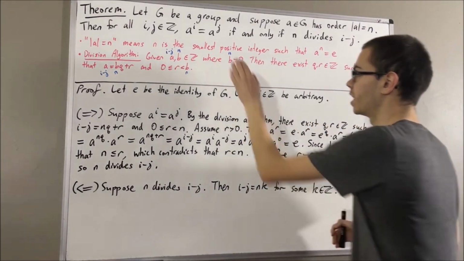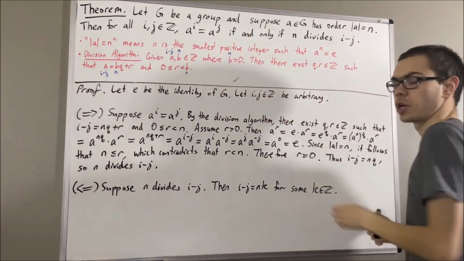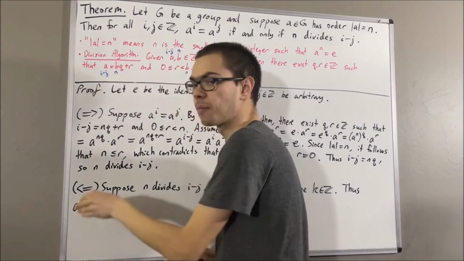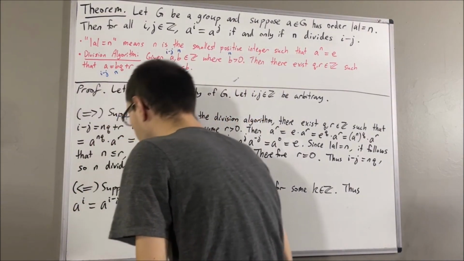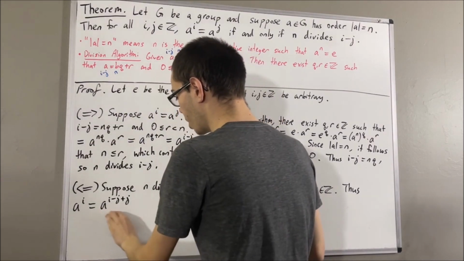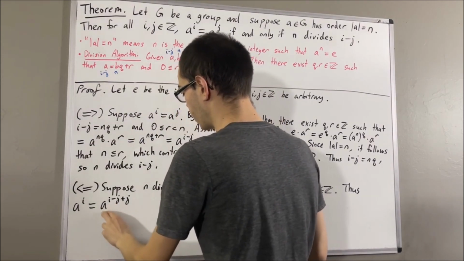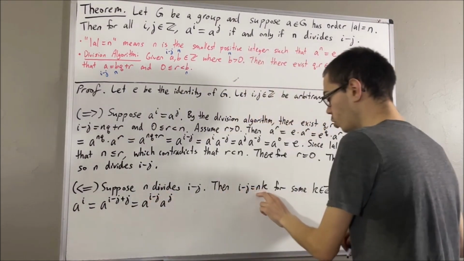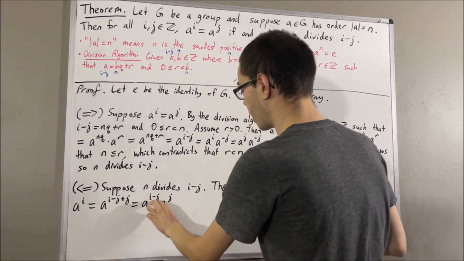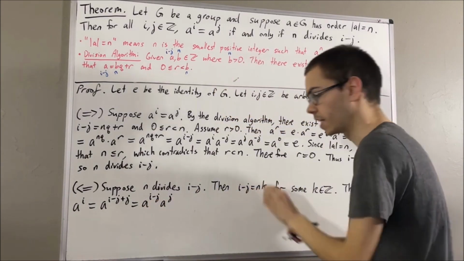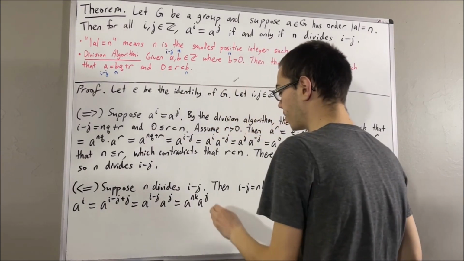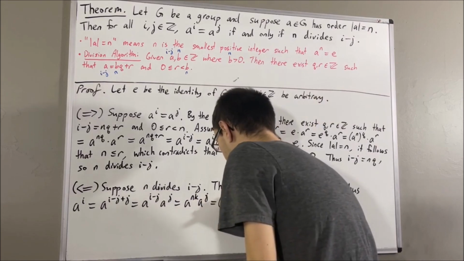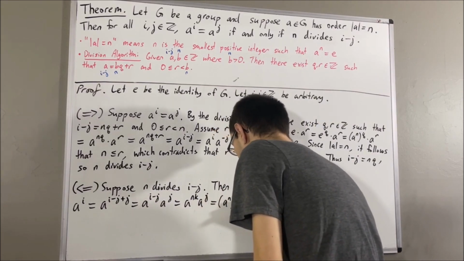And now we're going to show that a to the power of i is equal to a to the power of j through a chain of equalities. First, we can re-express i as i minus j plus j. And then, by properties of exponentiation, we can re-express this as a to the power of i minus j times a to the power of j. But then, we know that i minus j is equal to nk. So we can replace a to the power of i minus j with a to the power of nk. But by properties of exponentiation again, a to the power of nk can be re-expressed as a to the power of n to the power of k.